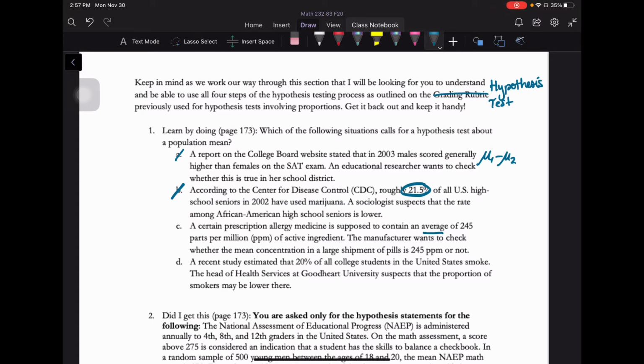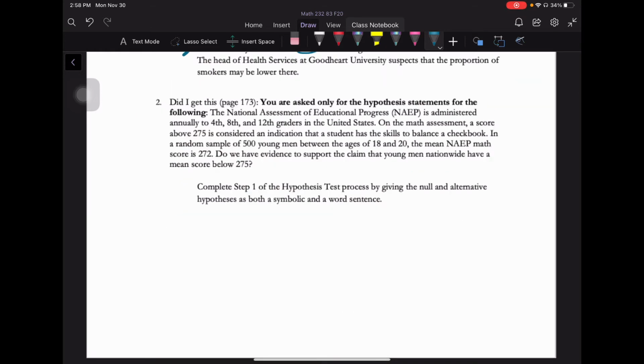Part D says a recent study estimated that 20% of all college students in the US smoke. And the health services suspect that it's lower. Again, that's a percentage. So we're talking about C here. Okay, did I get this?